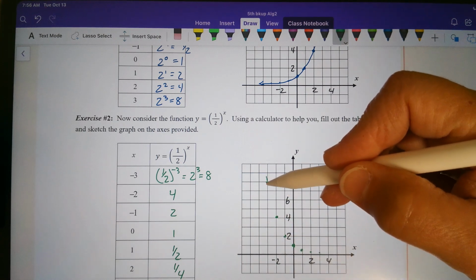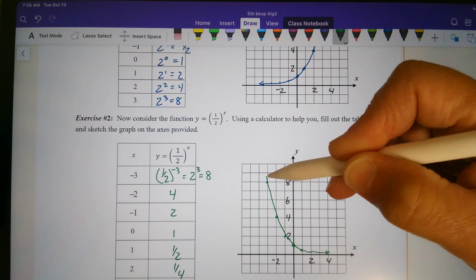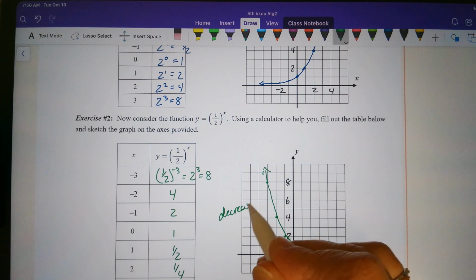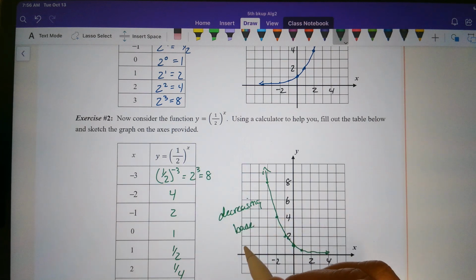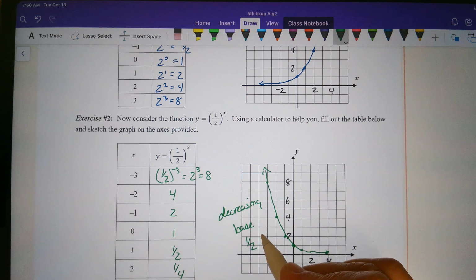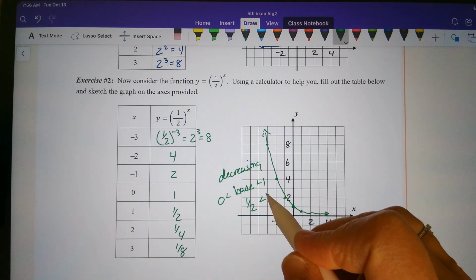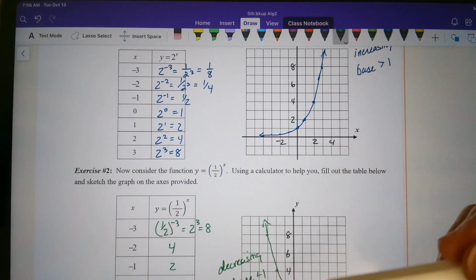And we notice here, as we connect these points, that this function is decreasing. And that's because our base, which is the 1/2, is less than 1. It's less than 1, but greater than 0. Because our base is less than 1. What do they share? Both have the same y-intercept, 0, 1.